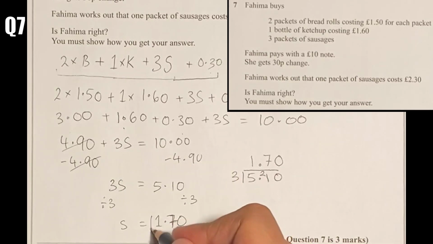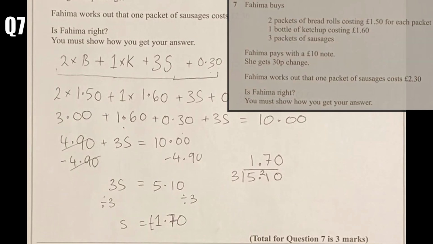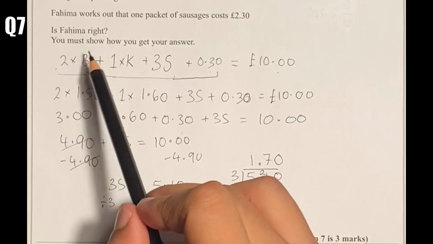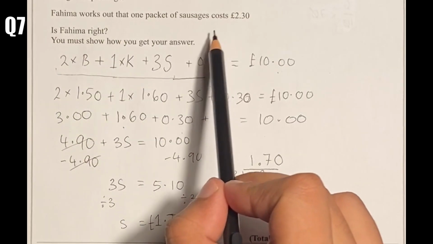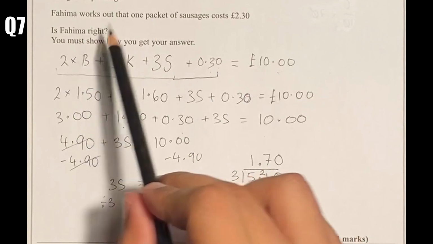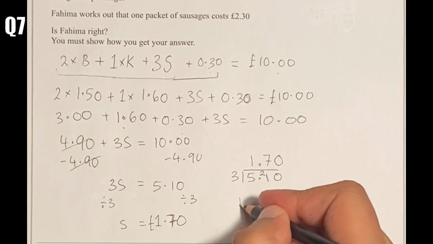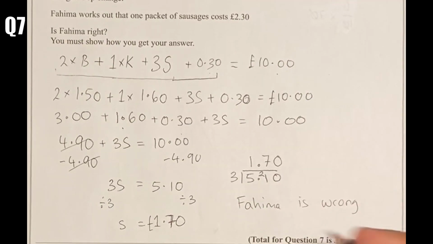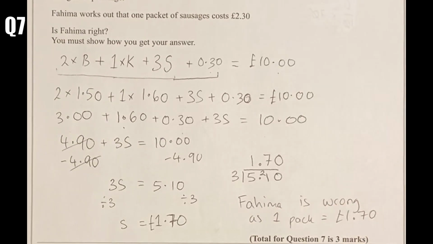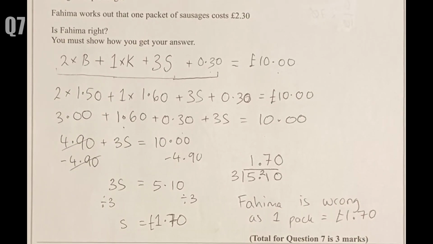So if I can just put the pound sign back, that's fine. And now we can go back to answering the question. Fahima works out that 1 packet of sausages costs £2.30. Well, is she right? No, she's not. Fahima is wrong, as 1 pack of sausages costs £1.70.